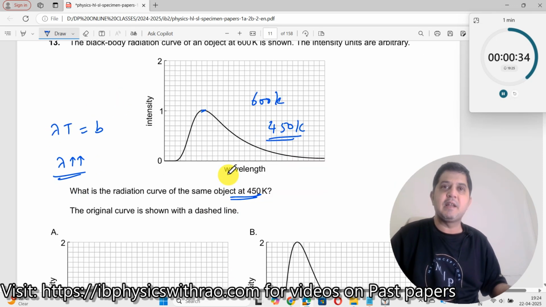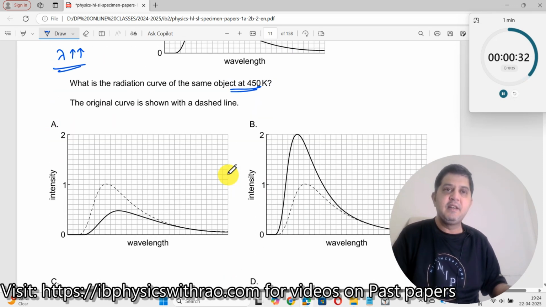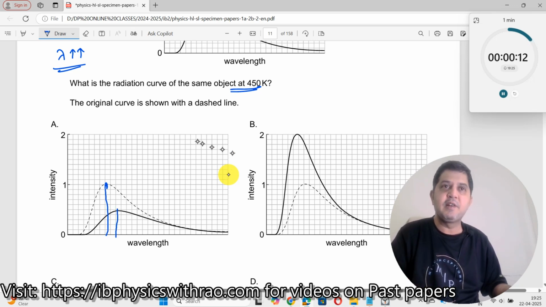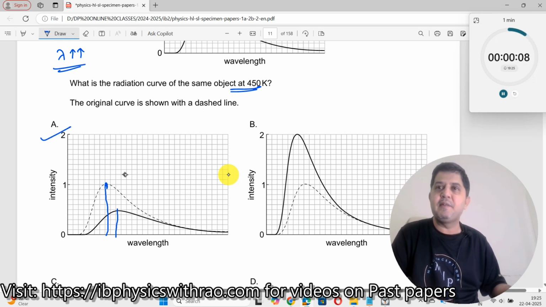Let us look at it from the graph. The dotted line shown is the actual one, and this one shows you the new one. So don't worry about the peaks over here. See whether the wavelength is getting shifted or not. Now look at this. What is the wavelength here? Sorry, the wavelength here is lower, and this wavelength has increased with the reduction in temperature. So what do I need? The wavelength should increase with reduction in temperature. A could be one of the possible answers.